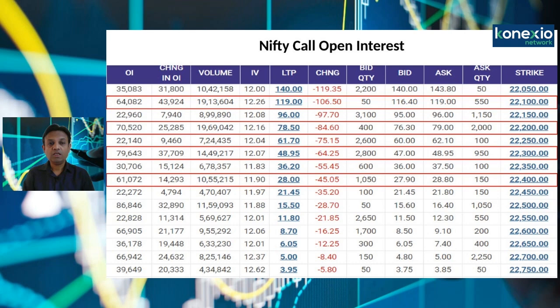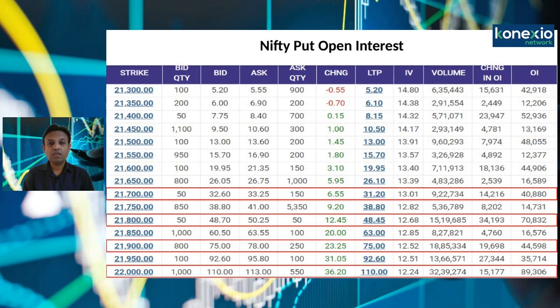Now, friends, let us discuss the derivative data of Nifty puts. In Nifty puts, the action was seen in 22,000 puts, 21,900 puts, 21,800 puts, and 21,700 puts. Here you can see rise in the volumes, rise in the open interest. There is no shedding at all at this juncture. The option premiums were slightly positive.